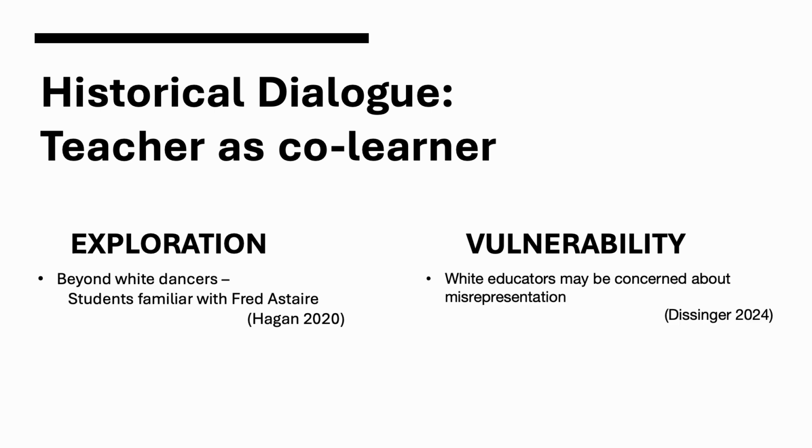Vulnerability. In discussing race, white educators may be concerned about misrepresentation. This is a legitimate concern that I can sympathise with because I felt it myself during this project. However, if we do avoid addressing issues related to race, then we are perpetuating whiteness and Eurocentrism. Barr and Oliver argue that incorporating historical dialogue is a marker of quality education, and as discussed earlier, West argues that white educators hold great power to invoke social change from within their classroom. Therefore, we must use this power positively.